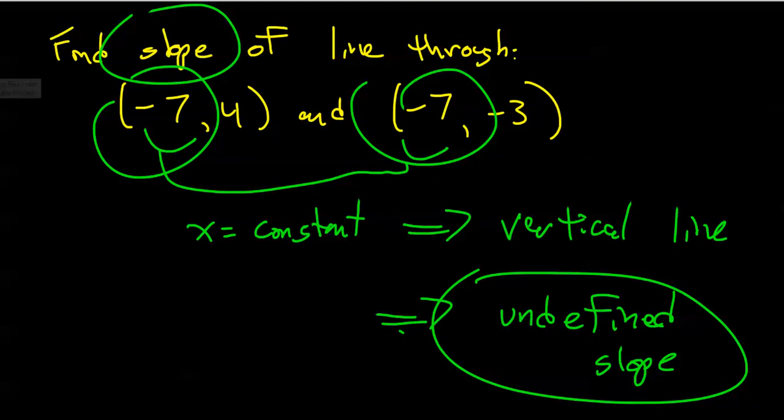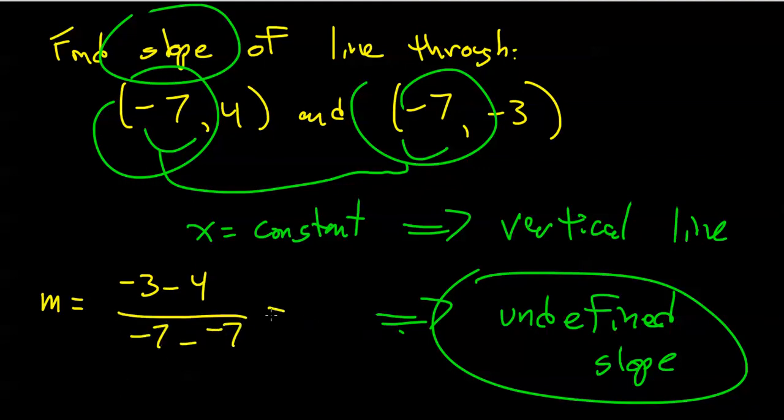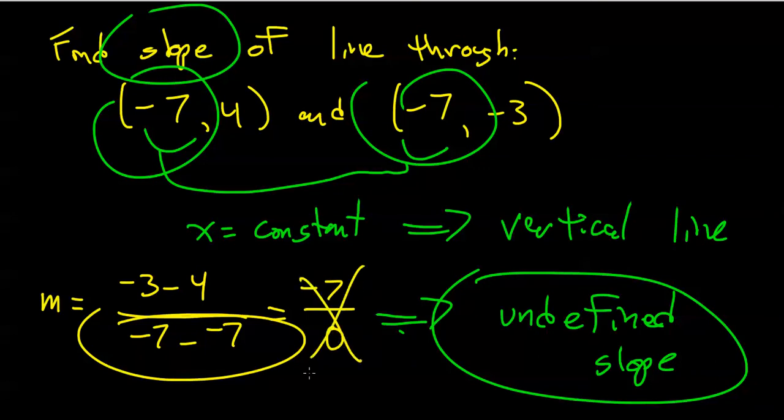If I didn't notice that, I could go to my slope calculation, y2 minus y1 over x2 minus x1. See what happens? The numerator reduces to a minus 7, but in the denominator those terms cancel each other out, and I've got division by 0. Division by 0 is undefined, hence the solution: undefined slope. Okay? One more, we'll call it a day.